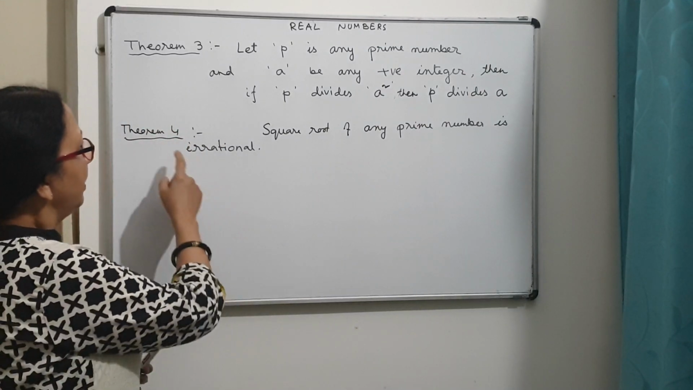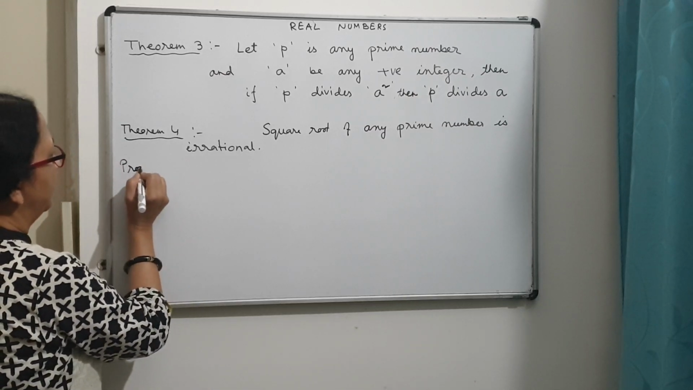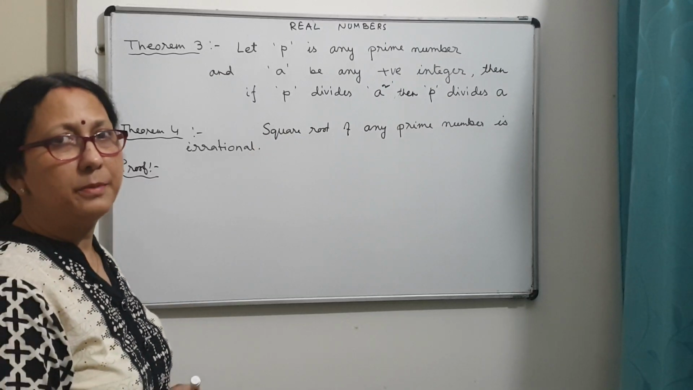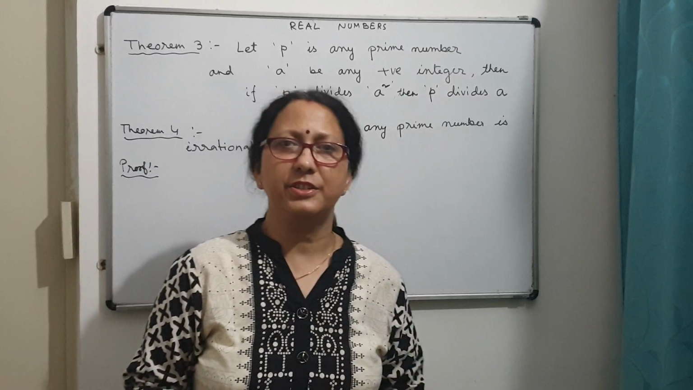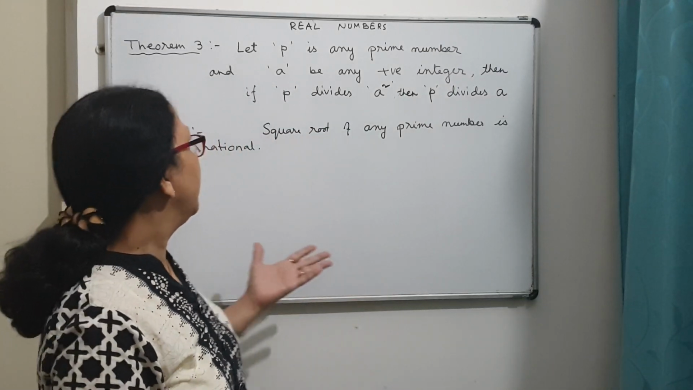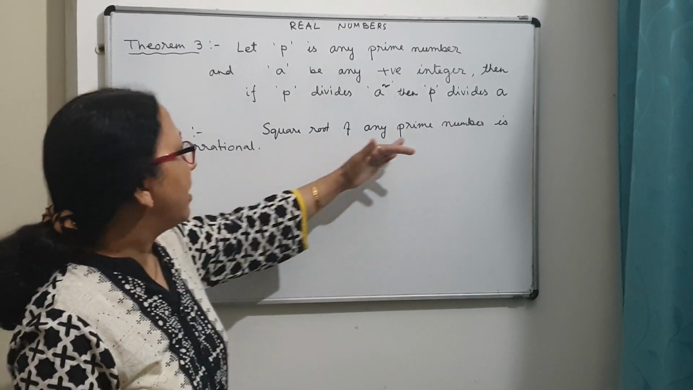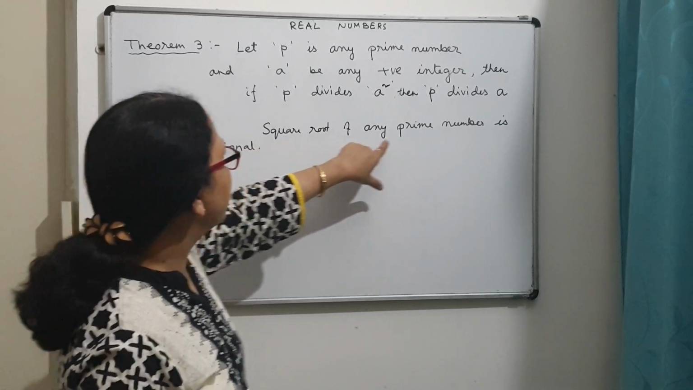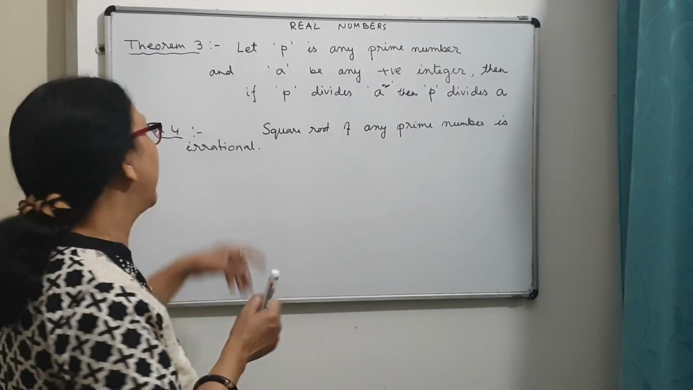Now I'll show you the proof of the theorem. The proof will be done by the method of contradiction. So what is the method of contradiction? In the method of contradiction, we assume the opposite of the statement we are asked to prove. Here we have to prove that square root of any prime number is irrational, so we'll assume the opposite of that.